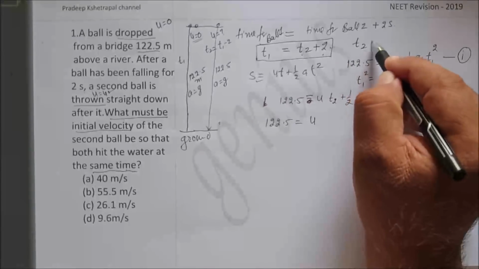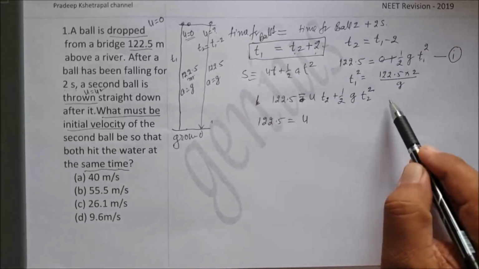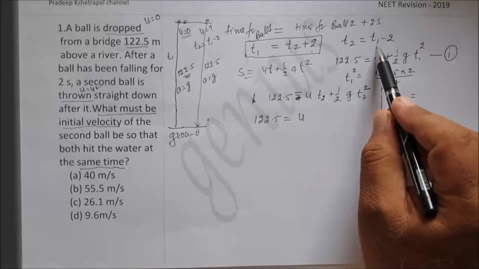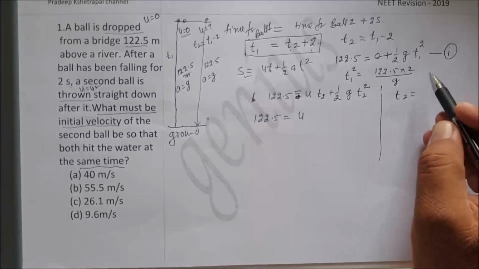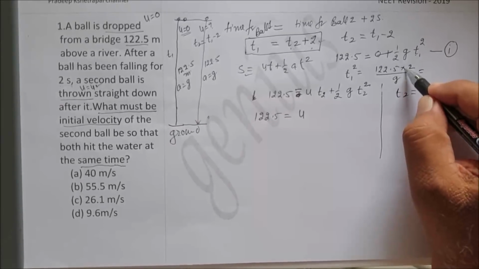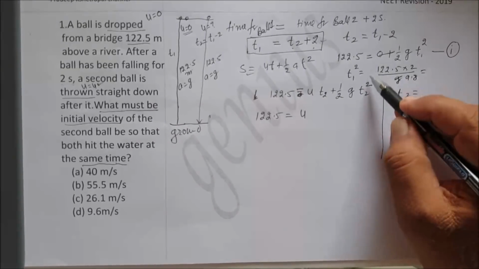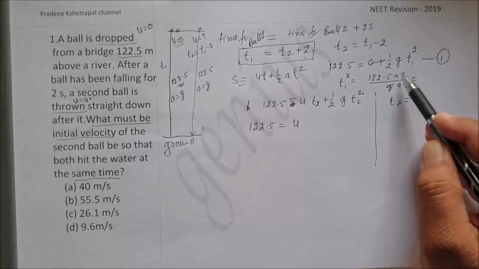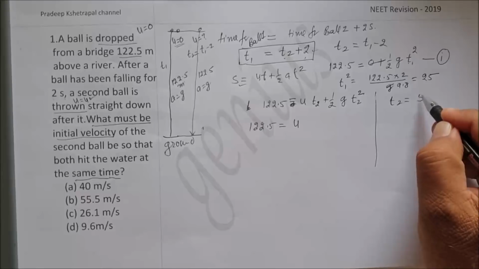And we know the value of T2. What is the value of T2? T2 is equal to T1 minus 2. Okay, so we solve it here. We get the value of T1 from here. That means we must put the value of g over here. So this is 122.5 multiplied by 2 divided by 9.8, and the whole thing we take a square root. If you solve this, T1 square comes to be 25, and T1 comes to be 5 seconds.